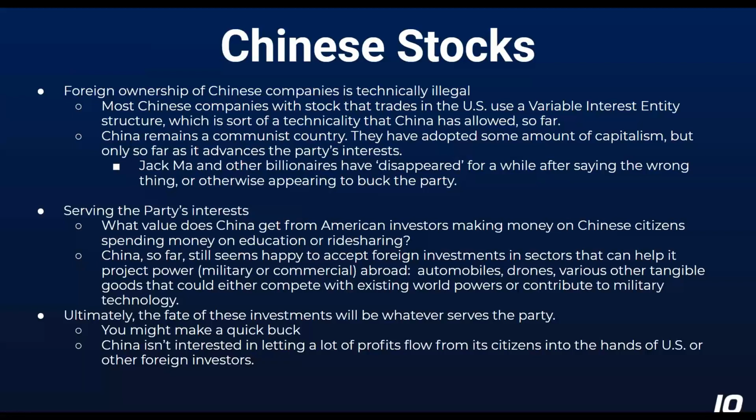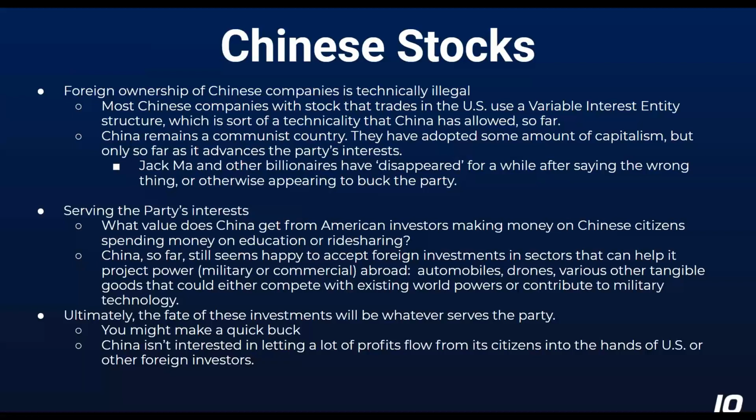Granted, a lot of the companies in those spaces are not yet profitable. Where the education companies were starting to turn a profit and make money, these companies are not yet. So it's really just money flowing into China from abroad to prop up these industries. And ultimately the fate of those investments will be like we saw with the education and ride-sharing sectors: whatever serves the party. You might make a quick buck as the stocks go up, right? Lots of investors in America made money on those education stocks as they went up.